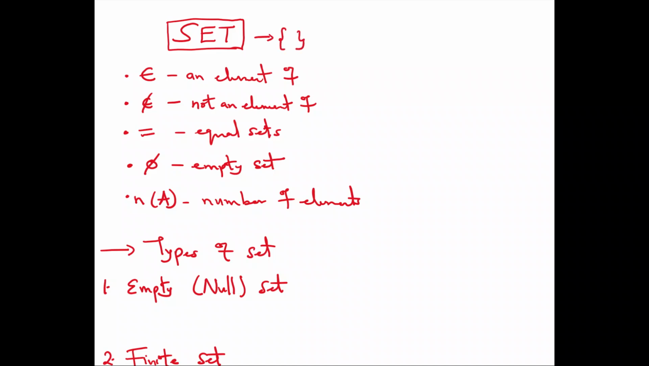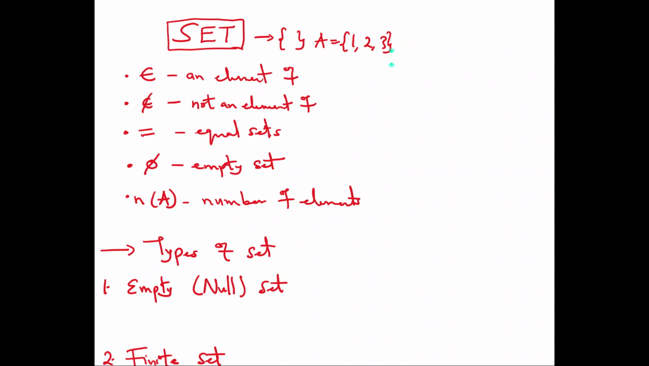For example, if we want to write a set of numbers like 1, 2, 3, we are going to write it like this: A equals {1, 2, 3}. You can see on my screen what I wrote.